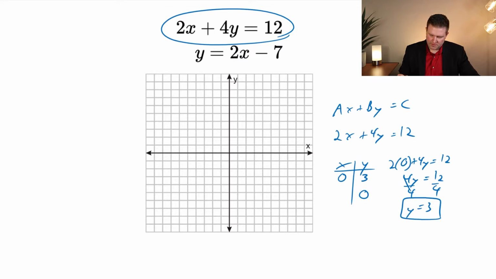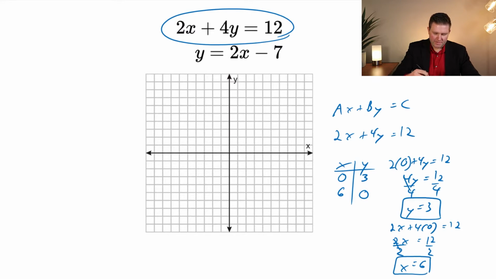Now we're just going to do the same thing to get the x-intercept, but we're going to plug in 0 for y. So now 2x plus 4 times 0 equals 12. 4 times 0 disappears because that's just 0. 2x equals 12. Divide both sides by 2. And x is 6. So now we have the x-coordinate for the x-intercept. So the x-intercept is at (6, 0), and the y-intercept is at (0, 3).